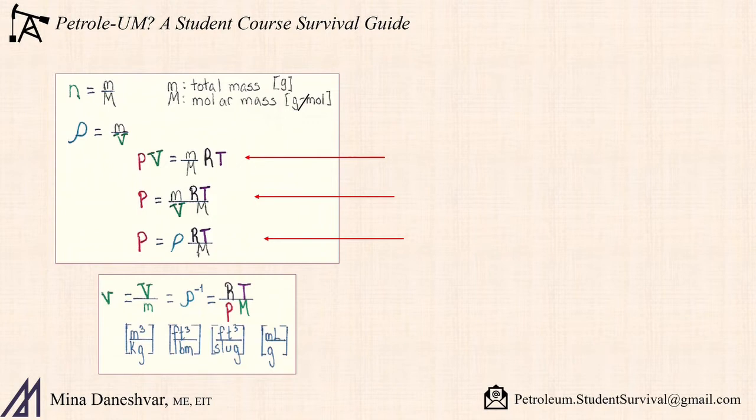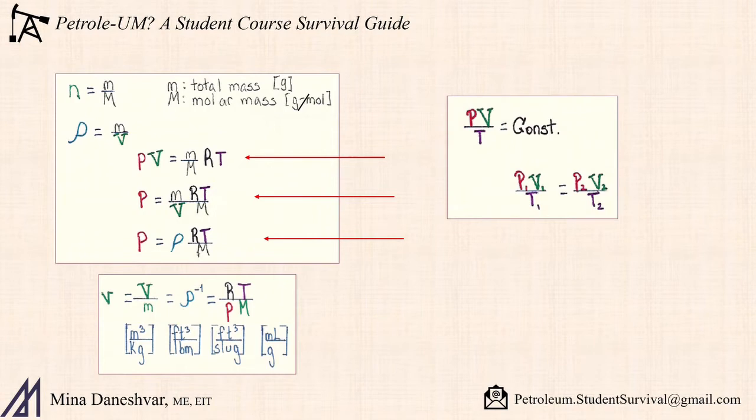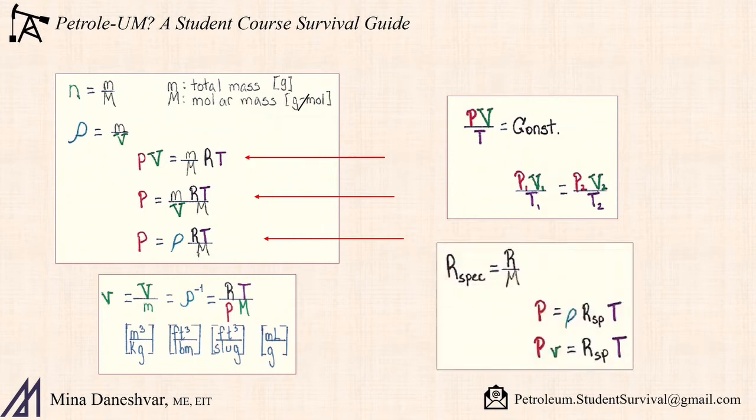Likewise, it can be rewritten in terms of specific volume. Combined Boyle's, Charles's, and Avogadro's equations show that PV over T is a constant between states and leads to the ideal gas constant R. For a specific gas, the universal gas constant R bar is divided by its molar mass, leading to these further definitions.